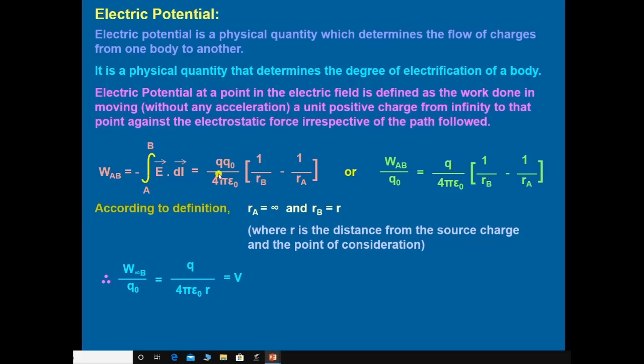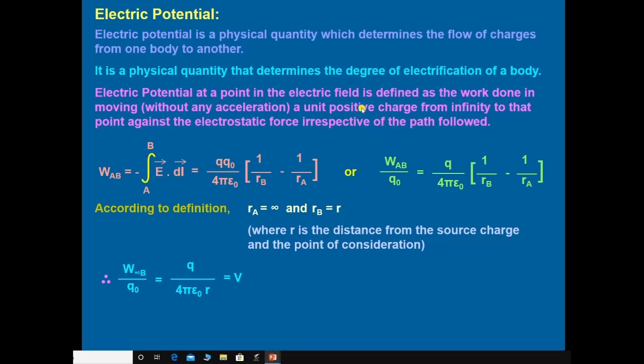We take the work done per unit test charge. Per unit means that it is divided by Q naught. Both equations are divided by Q naught. Then WAB upon Q naught is equal to Q upon 4 pi epsilon naught times 1 upon RB minus 1 upon RA. So W from infinity to the point B divided by Q naught becomes equal to Q upon 4 pi epsilon naught R, because 1 upon infinity is equal to 0, and this value is the electric potential.